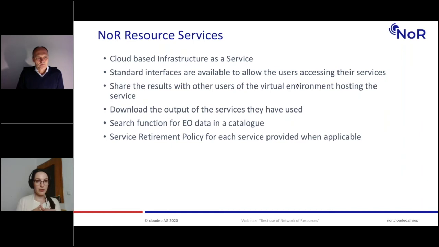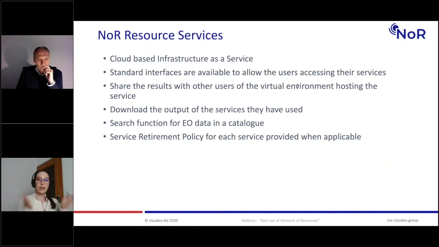Let's dive a little bit more into the NOR resource services. So within this tier of products, NOR customers can find the infrastructure as a service. And along with this also comes access to GPU and higher throughput processing options such as Hadoop and the Tesla V100 graphics cards, allowing for very demanding data processing. This infrastructure is available through standard interfaces, allowing for easier uptake, and customers can also easily share their results. They may also take the output of their services with them.